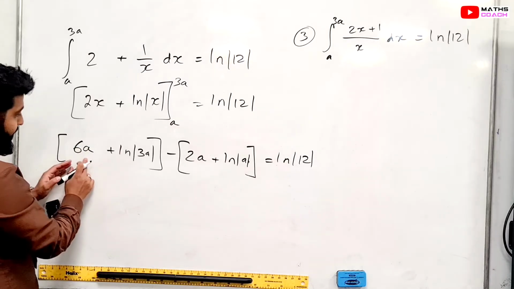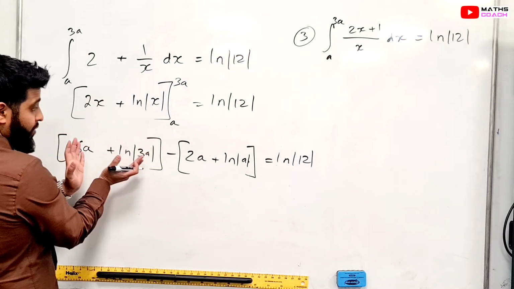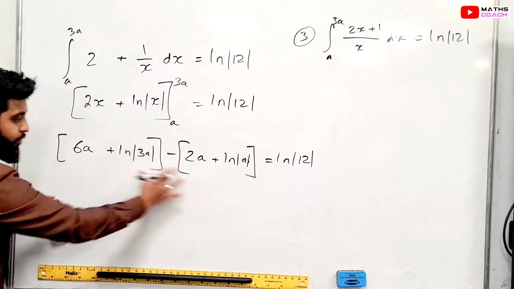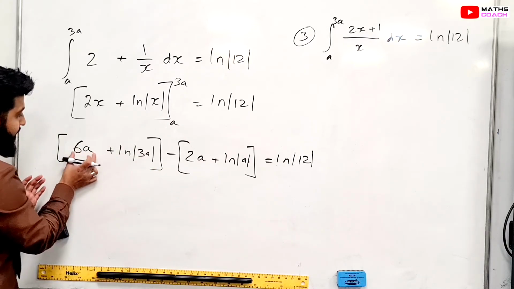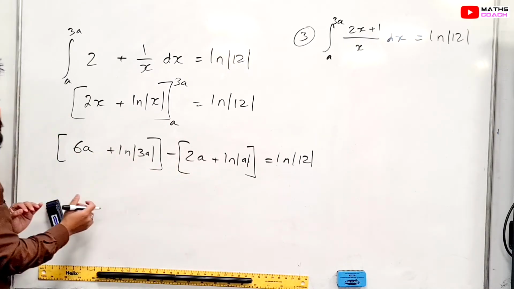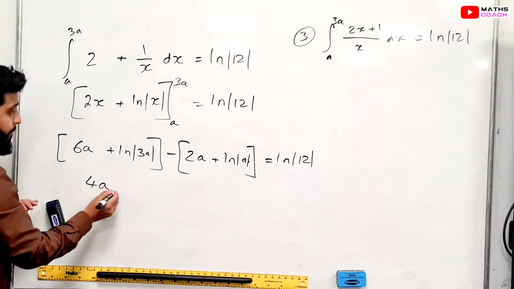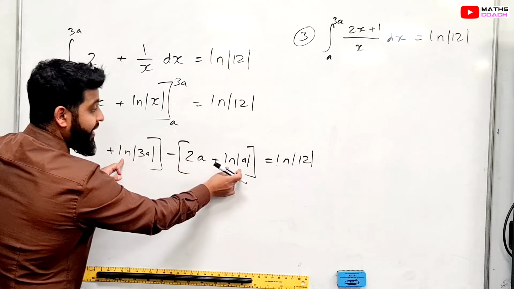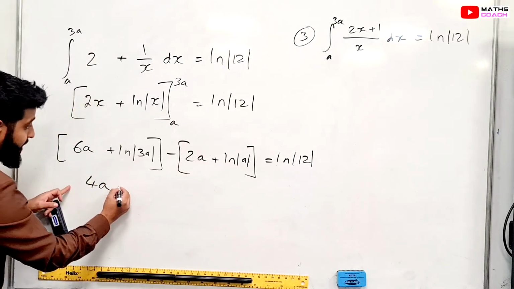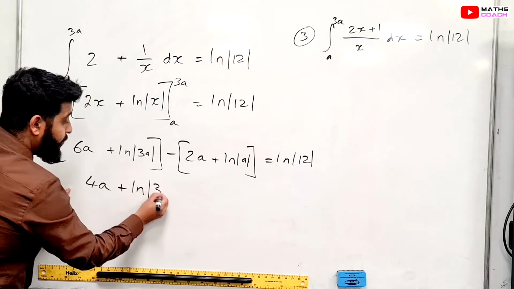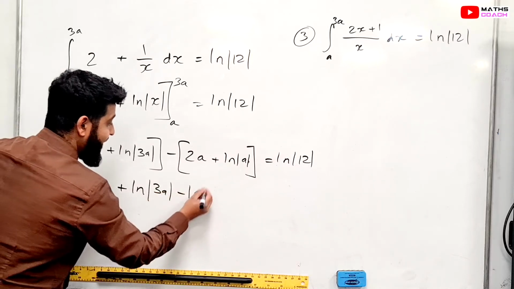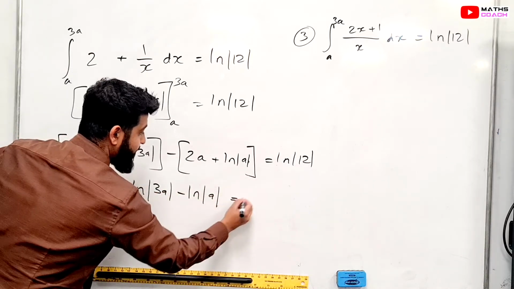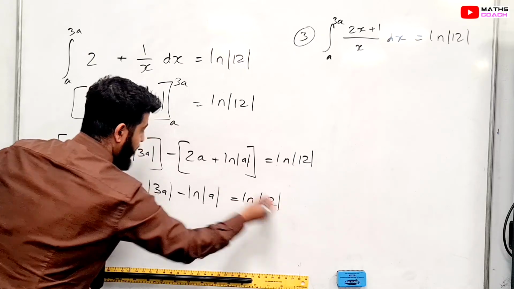So now I can take the brackets out completely, right? But for space sake, I'm just going to do 6a minus 2a, which is 4a. And I've got ln 3a minus ln a. So what's that going to be? It's going to be plus ln 3a minus ln a. And then on the other side, I've got ln 12.